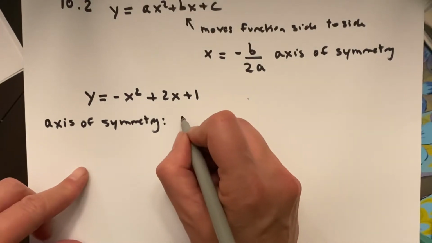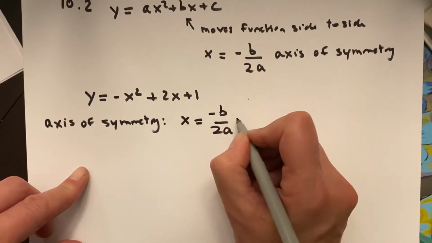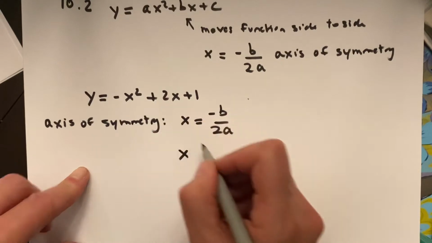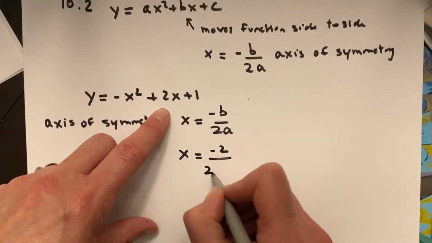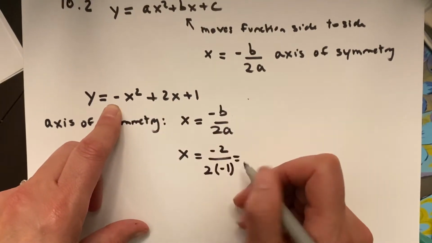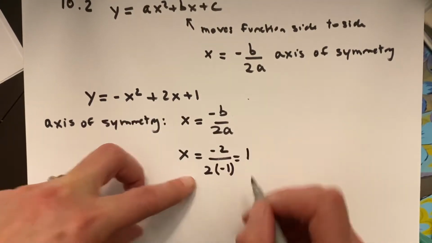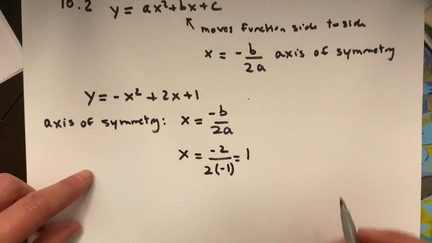So first I find x equals negative b over 2a. And here my b is 2. So negative 2 over 2 times a, which is negative 1. So I'm going to get negative 2 over negative 2, which is positive 1. So my axis of symmetry is actually going to be at x equals 1.